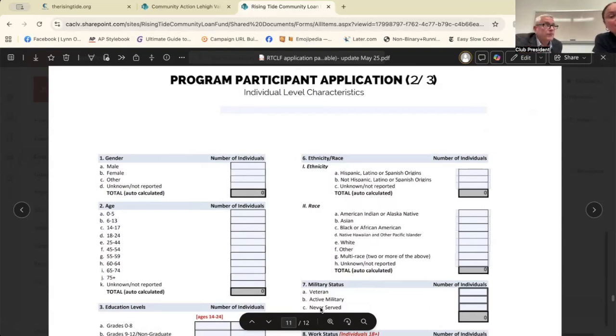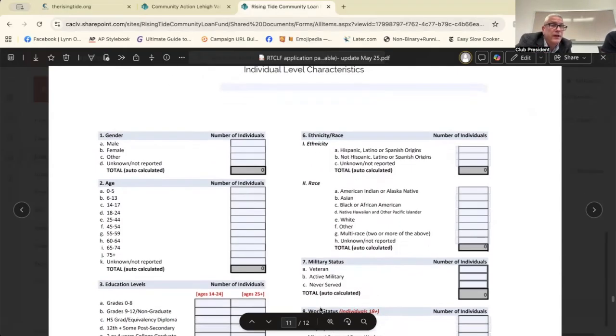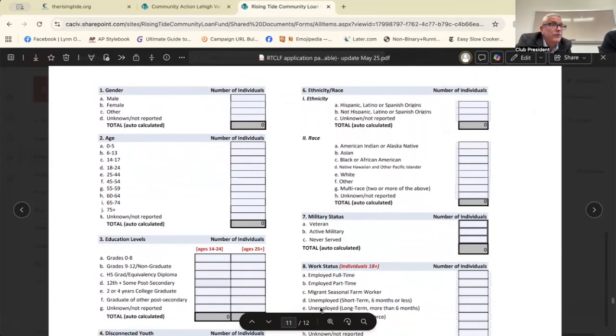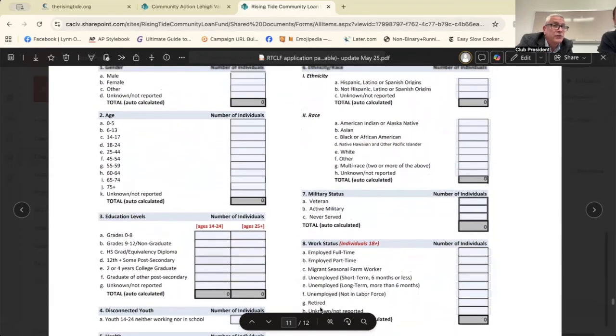Okay. The third page is under husband and wife, a household. It's a household, so only one person fills that out. Okay, that's clear. Thank you. And so, again, pretty general questions: age, gender.